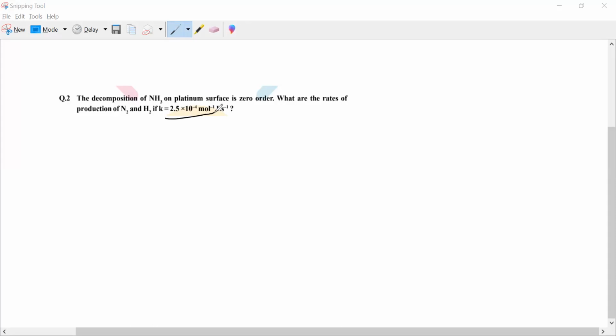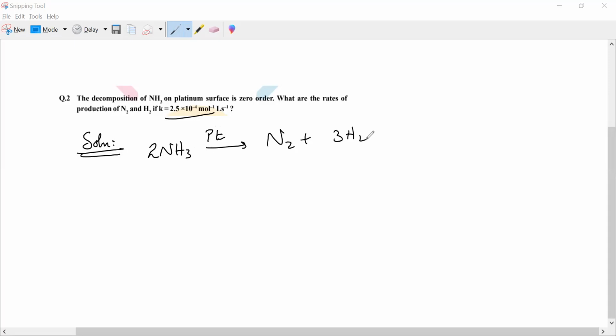So what do you write first in this question? We write the decomposition of ammonia. I'll write it in the solution here: ammonia, on a platinum surface, gives N2 plus 3H2.